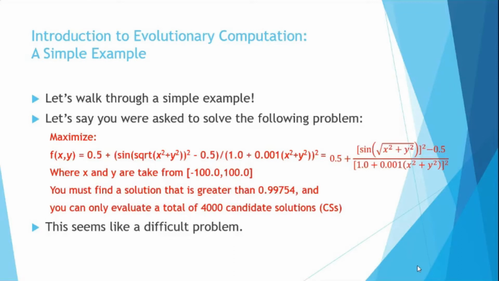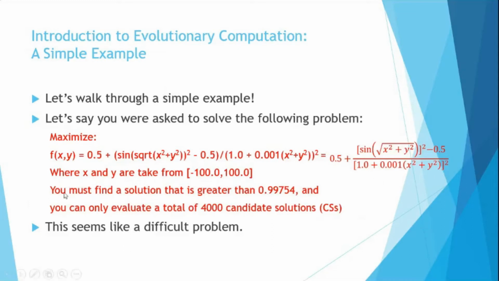The function is written in two different forms. One is 0.5 plus sine of the square root of x squared plus y squared, the whole squared. The whole squared is for including the sine. To understand this statement better, I have written it in equation form towards the right: sine of the square root of x squared plus y squared, the whole squared, minus 0.5, divided by 1.0 plus 0.001 times x squared plus y squared, the whole squared. This is the function that you have to maximize. And the range of x and y is from minus 100 to plus 100.